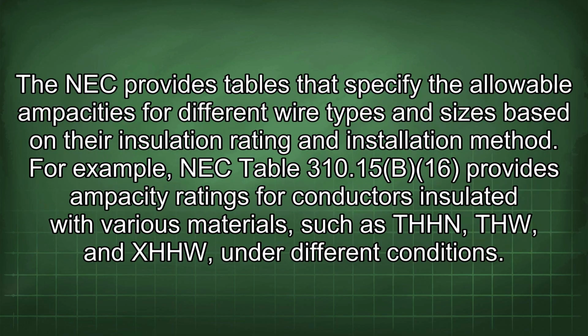The NEC provides tables that specify the allowable ampacities for different wire types and sizes based on their insulation rating and installation method. For example, NEC Table 310.15(B)(16) provides ampacity ratings for conductors insulated with various materials such as THHN, THW, and XHHW under different conditions.